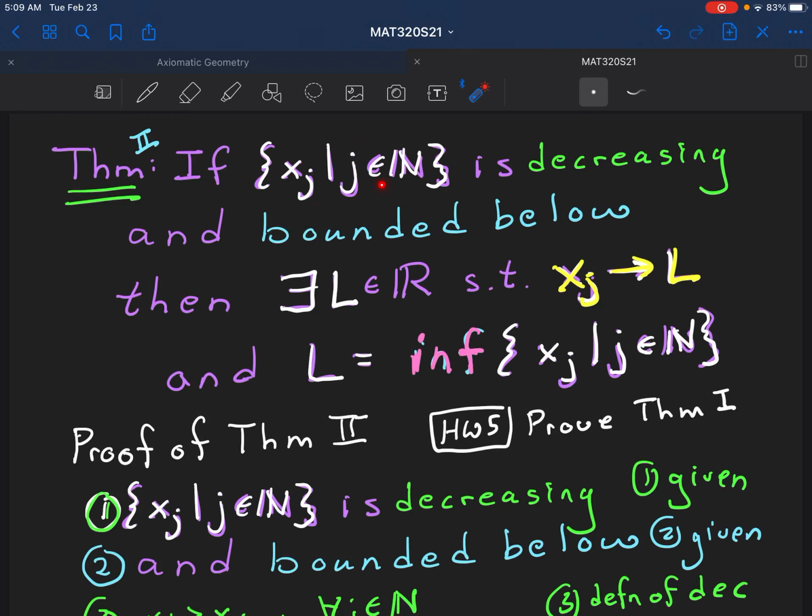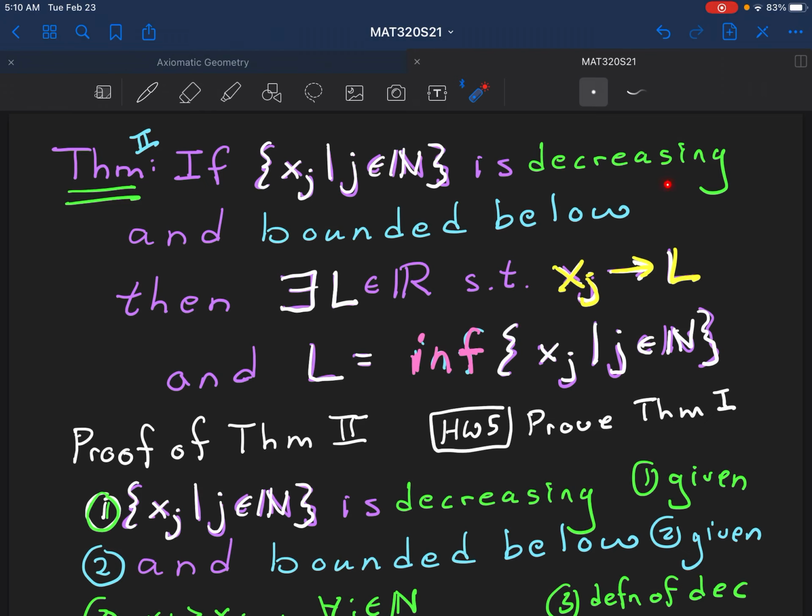All right, let's go through this proof one more time. If xj is a decreasing sequence, so we're going to have the sequence going down, down, down, like we had in our picture, and it is bounded below, which we had drawn with the lower bound, then there exists an L such that xj converges to L, and this L is equal to the infimum of the xj's. So let's start with the proof.